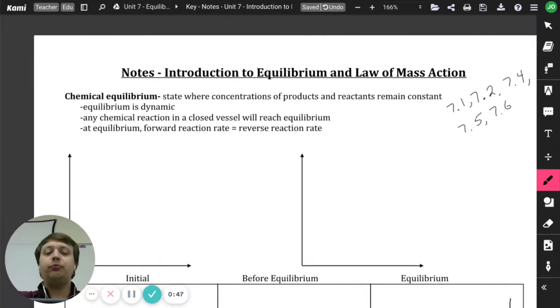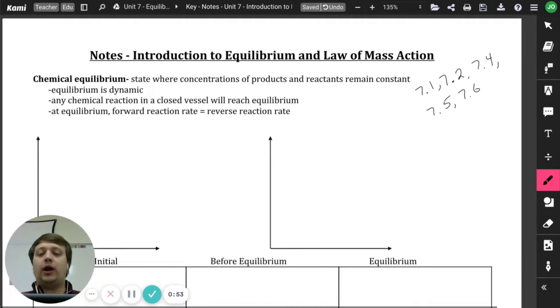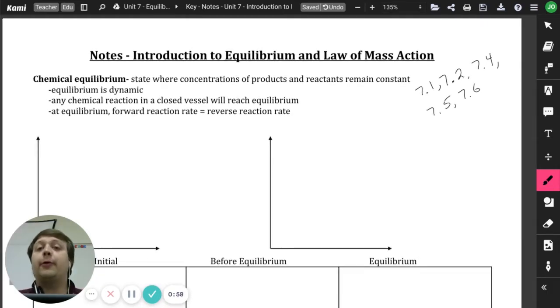Okay? All right. So equilibrium, what is it? Well, equilibrium is the place where basically you've got your products and your reactants, and they remain constant. So what we've found is that reactions tend to be reversible, where we've got this reaction that can go forward or it can go in reverse.